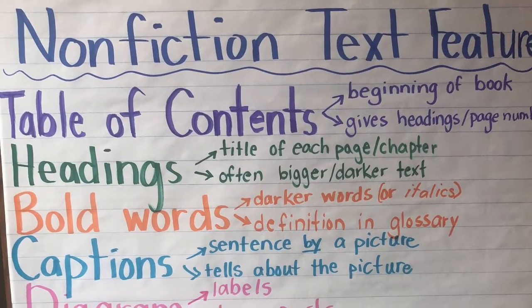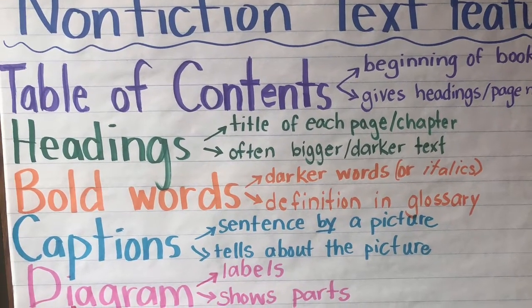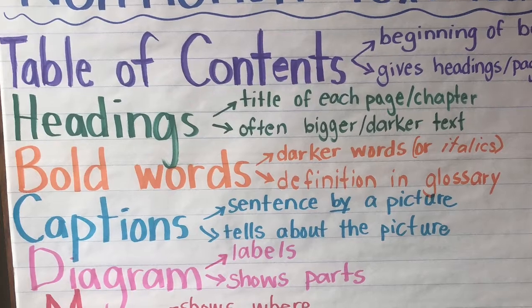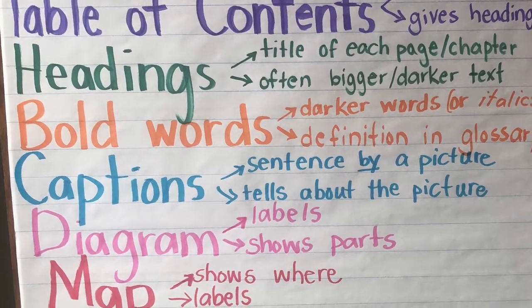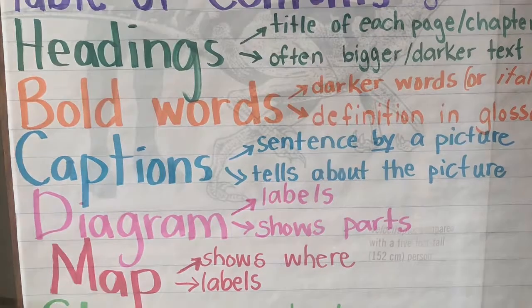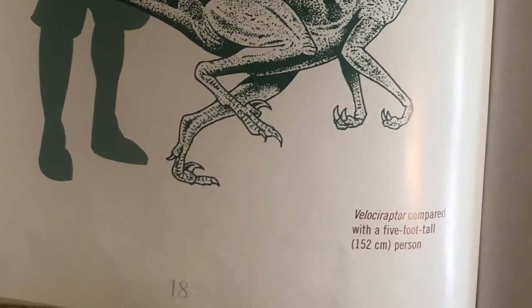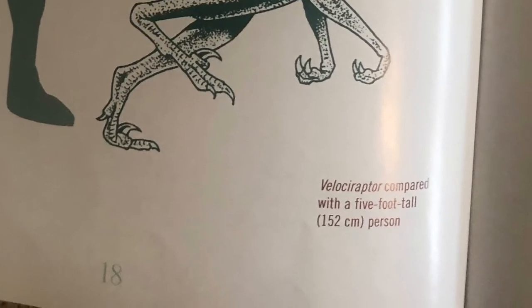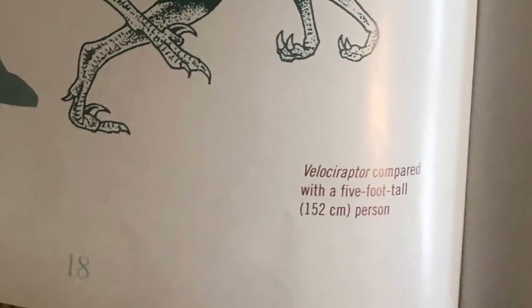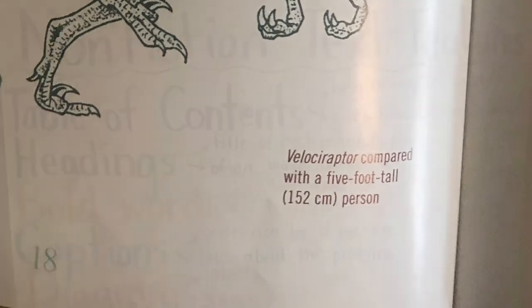Another nonfiction text feature we might see in some nonfiction books are captions. Captions are a sentence that's by a picture and it tells about the picture. In our Velociraptor book, a lot of the pictures have captions by them. This one says, Velociraptor compared with a 5-foot-tall person.